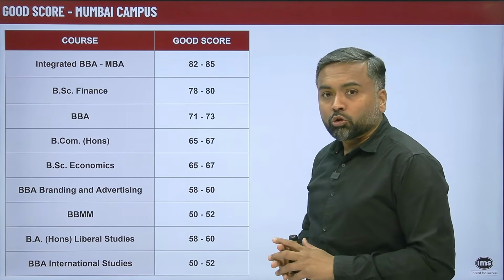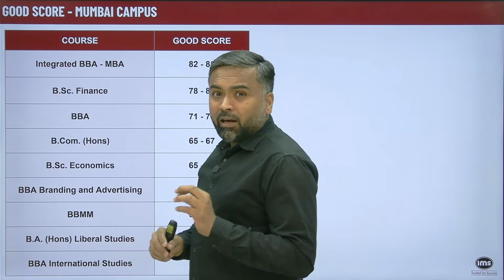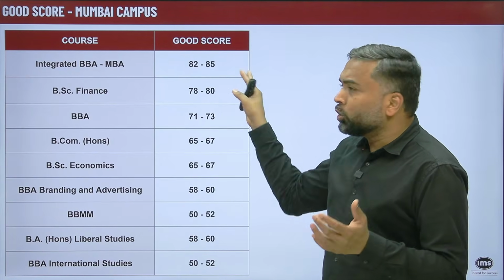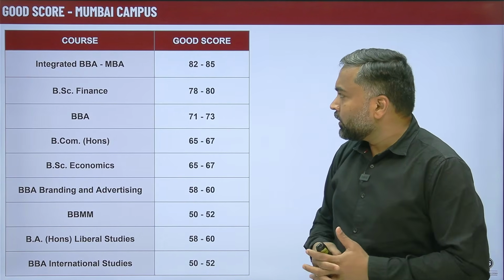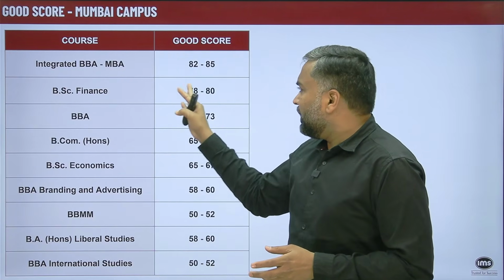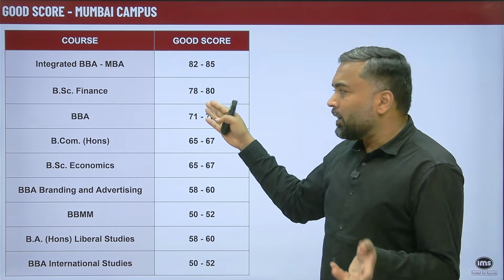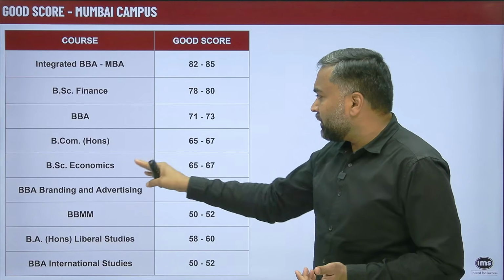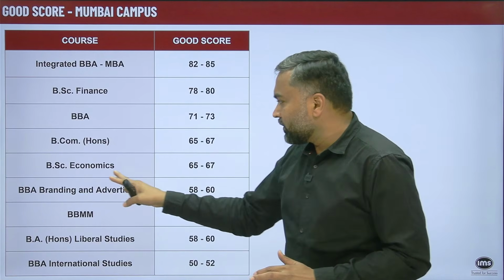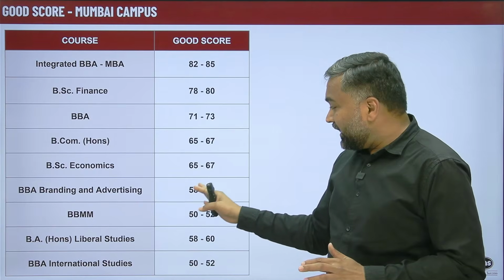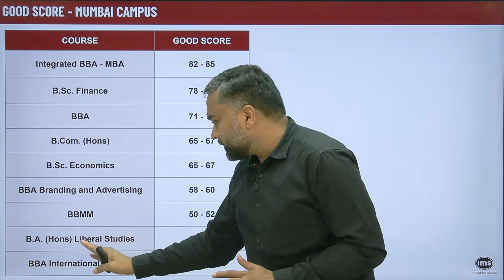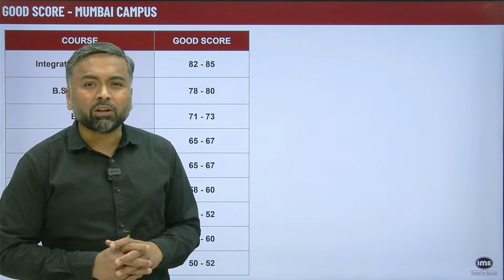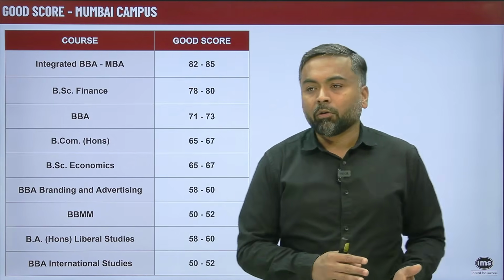Now, if you look at the good score for integrated BBA MBA, last year they had called the top 300 students for the admission. So the good score was around 82 to 85 marks. For BSc Finance it will be around 78 to 80 marks. BBA would be 71 to 73. BCom Honors 65 to 67. BSc Economics around 65 to 67. BBA Branding and Advertising around 58 to 60 marks. BBM Liberal Studies and International Business somewhere in the range of 50 to 52 marks. This would be the good score in the actual exam.